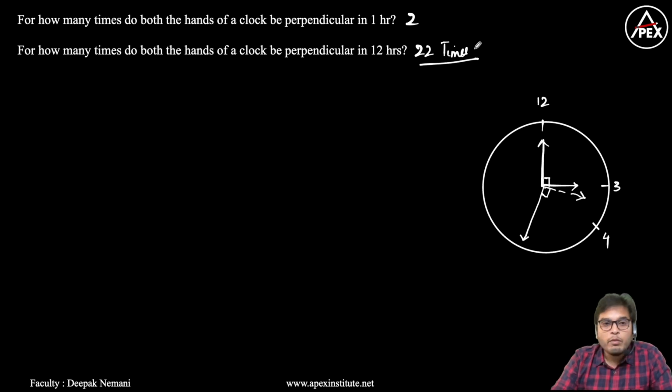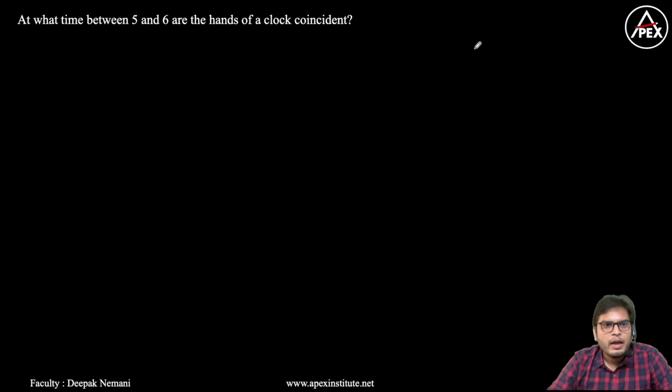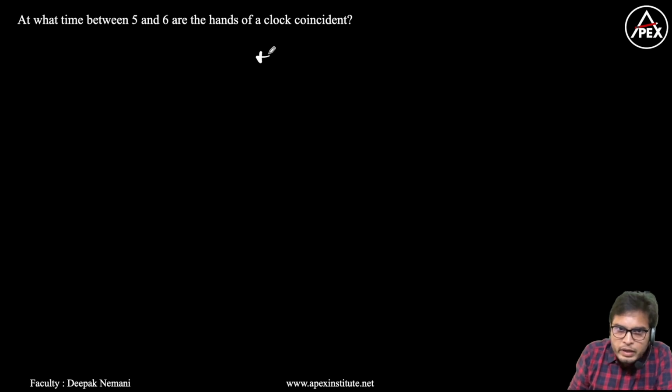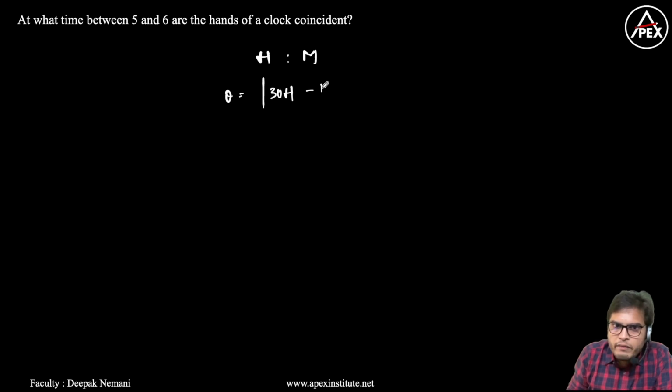All right. Now, moving ahead to the next concept. At what time between 5 and 6 are the hands of a clock coincident? Here we are given the angle between the two hands of a clock, between 5 and 6, and we are asked to find the exact time. When both the hands of a clock coincide, the angle between them will be 0. We know that when the time is h hours and m minutes, the angle between them will be 30h minus 11 by 2 m.